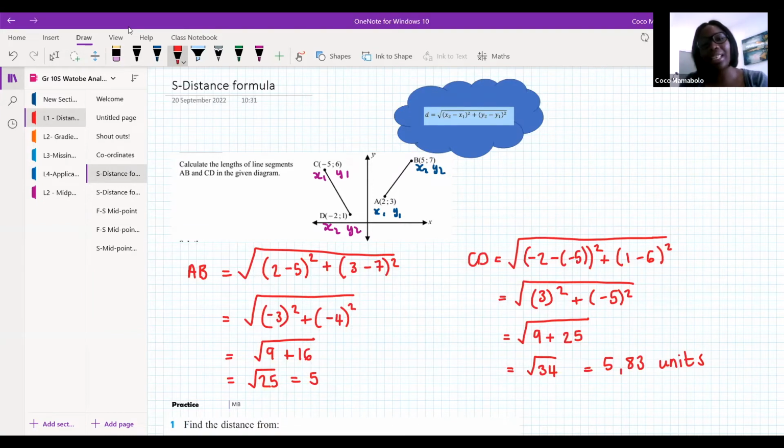Again, guys, if they don't ask you to give an answer correct to 2 decimal places or 1 decimal place or something like that, it's very important that we don't just decide to round off, because there are a lot more decimals that come after 5,83. It's quite a long number. So, in keeping with accuracy, if they don't ask you to round off to a couple of decimals or whatever, leave your answer in square root form, because that is the most accurate answer that you can possibly get. Okay, I hope that makes sense.